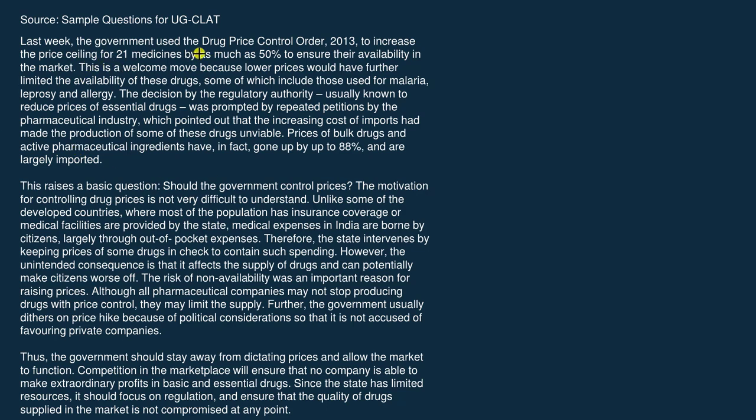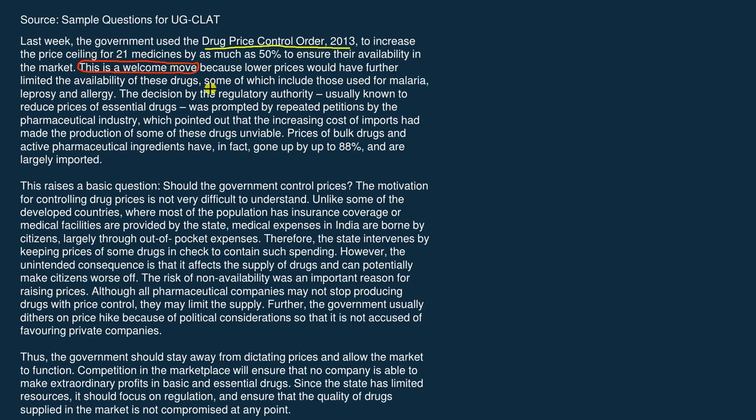Last week, the government issued the Drug Policy Control Order 2013. Okay, that's a discussion. So we have got something that the government issues, a drug price control order, to increase the price ceiling of 21 medicines by as much as 50% to ensure the availability in the market. This is a welcome move. Already we know that the author has given his position. So this is saying that this is a welcome move. So author is saying good job.